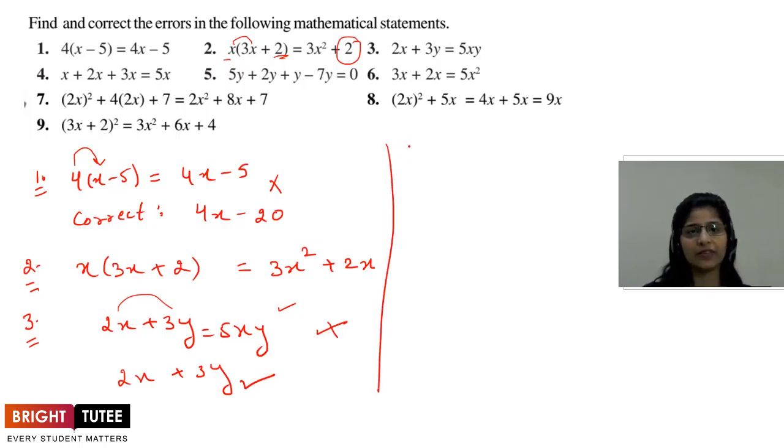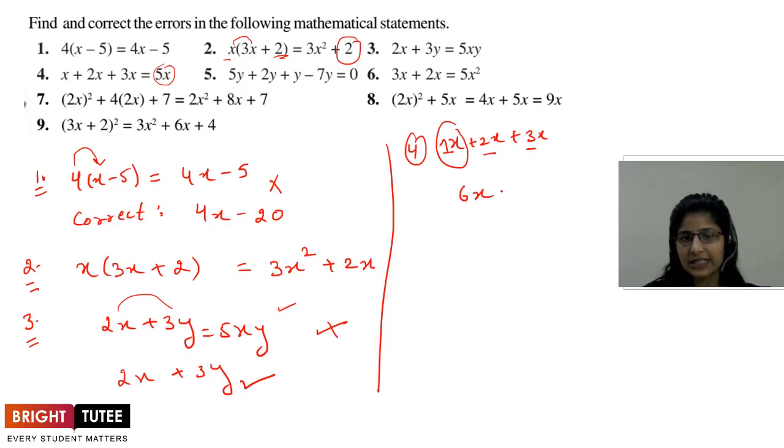Now the fourth part, if you do x plus 2x plus 3x and they're saying that it is equal to 5x. So if we add, 3x plus 2x is making 5x. What about this one? This is 1x by default. Whenever x is written, the coefficient is 1. So it is total 6x. This is the correct statement. 5x is an incorrect statement. Got it?